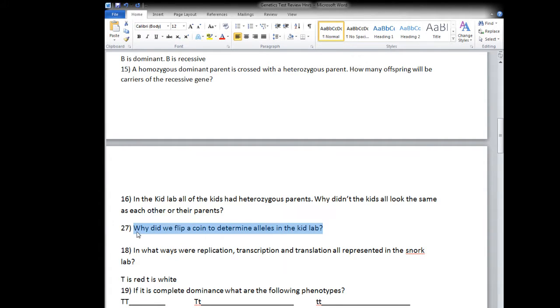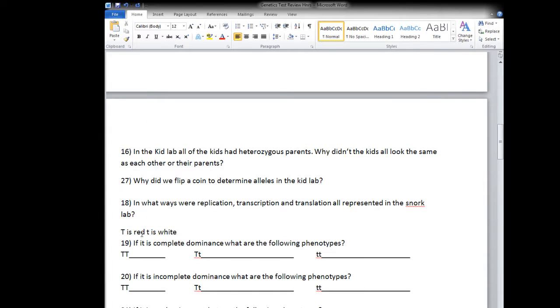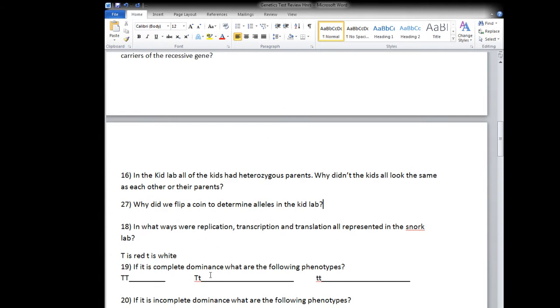Why did we flip the coin? Whenever you go to have a child, for most traits, you're going to pass one allele, one letter, like a big T or a little t, to your child for a certain trait. So, like, T is red and little t is white. So let's say you happen to be a mix. Let's say you happen to be big T, little t. You have a 50-50 chance. You could pass that big T, or you could pass that little t.